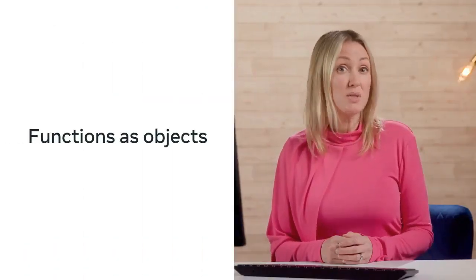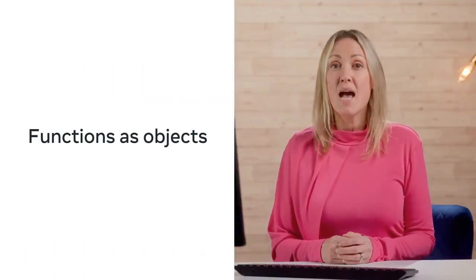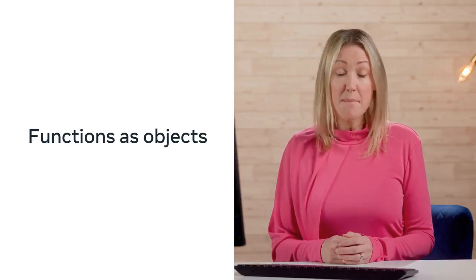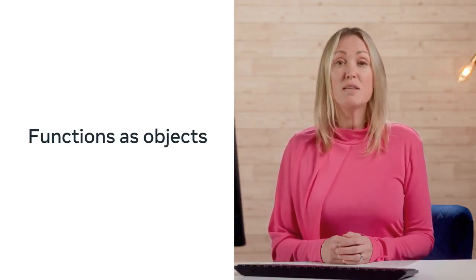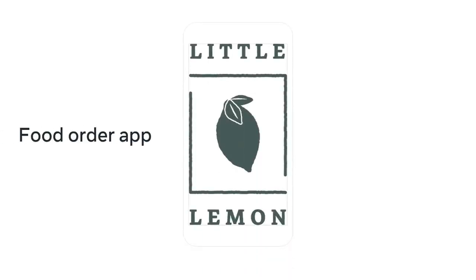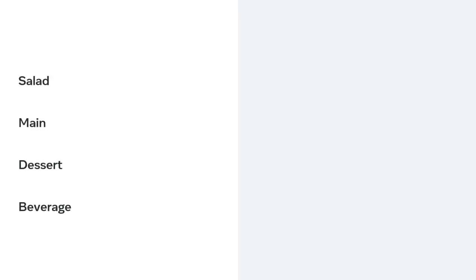These tools, such as working with functions as objects, allow you to effectively combine the best of these two paradigms to create the most efficient code. Let's imagine you're building the menu functionality of the Little Lemon food ordering app. You need to get the list of menu items and display the received menu items on a screen.